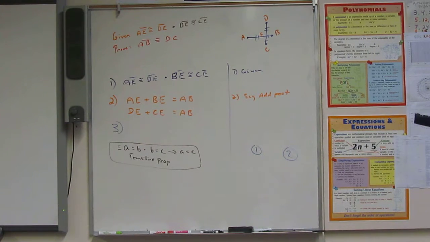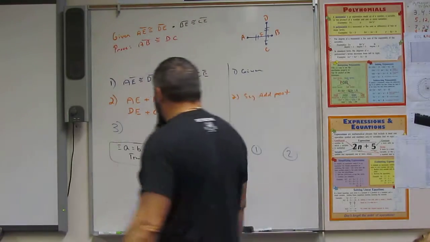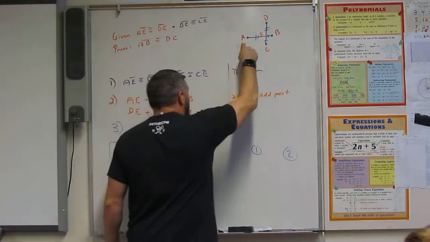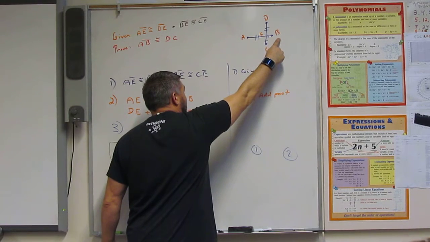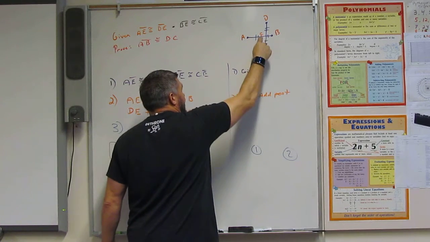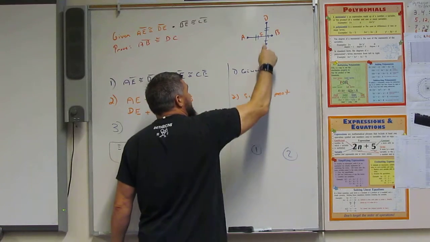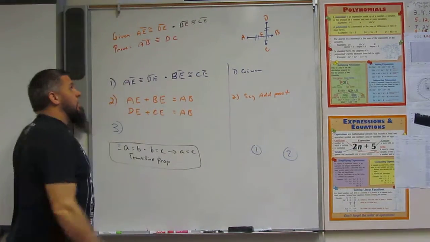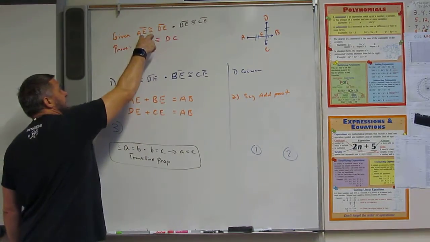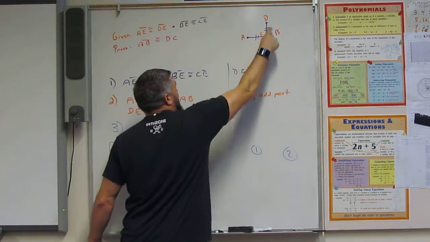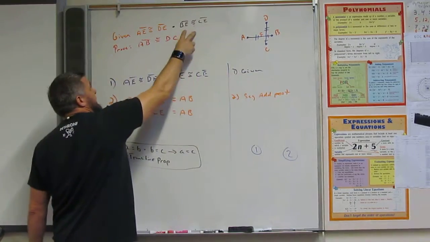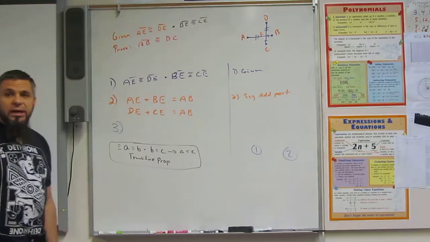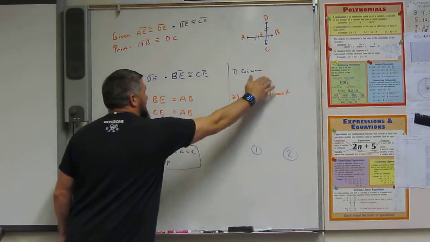Okay, so again, let's talk about this proof. For one, we started with AB, right? It was made up of AE and EB. And CD is made up of CE and ED. And it gave us that AE was congruent to DE. It also gave that BE was congruent to CE. Okay? So that's our given.